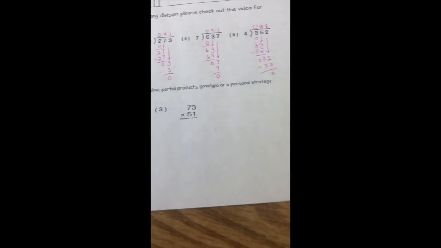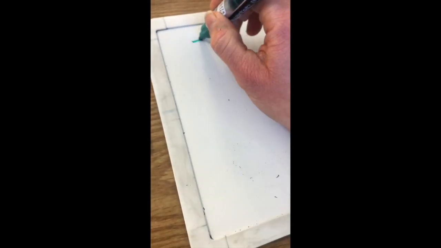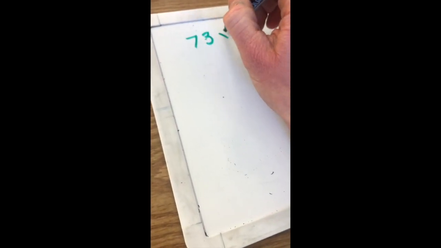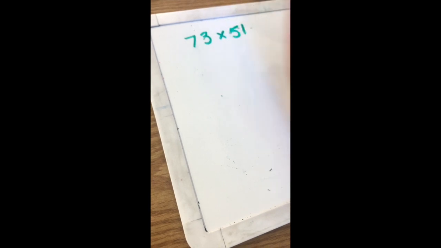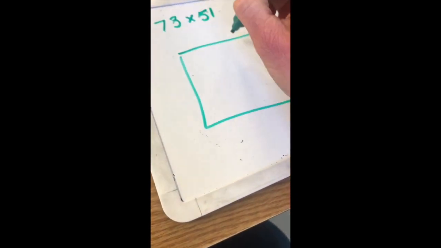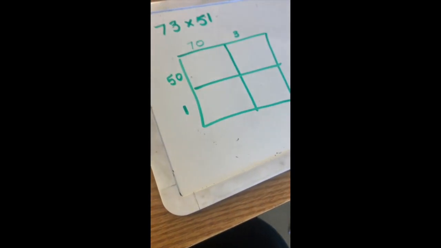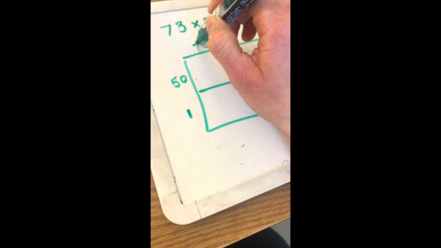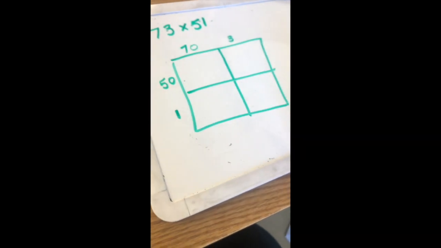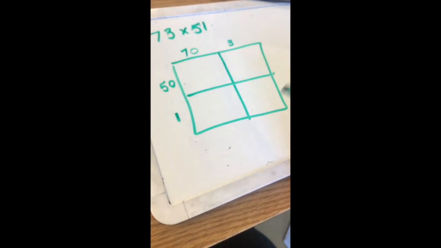So the last multiplication that we're gonna do today is 73 times 51. I'm gonna make my box and my window. And we're gonna go 70 and 3, 50 and 1. Remember, I'm just gonna do multiply, multiply, multiply, multiply, and then add.